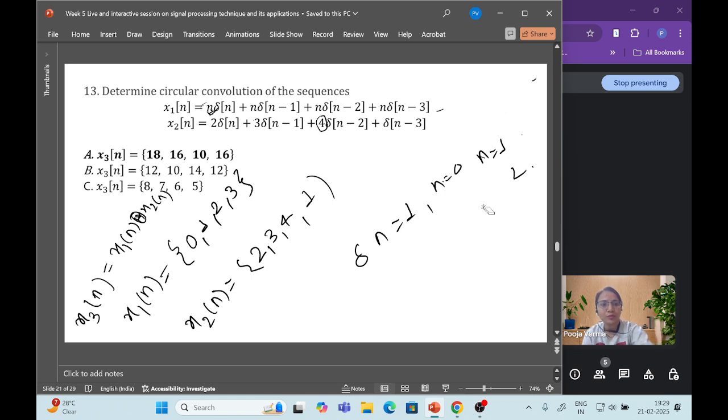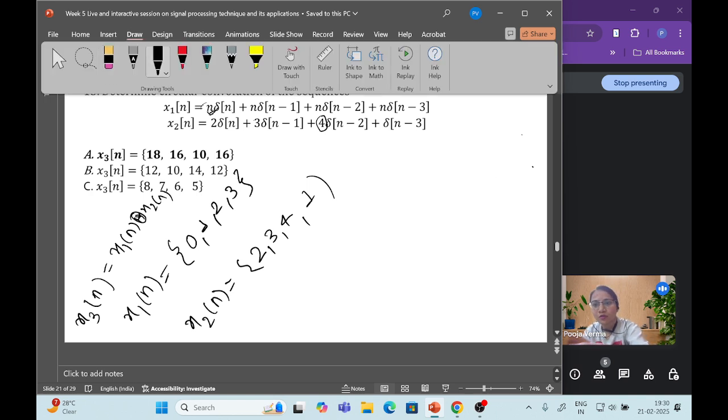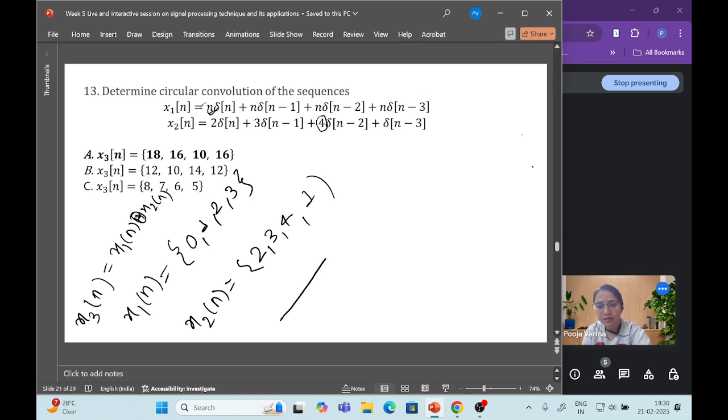I hope you have got this question, that's a nice question. So now you have to calculate the circular convolution. So how can we calculate x3 of n? We will solve it by another method. Okay, this one, x1 of n. We know that at the 0th position it is 0, then it is 1, it is 2 and 3.